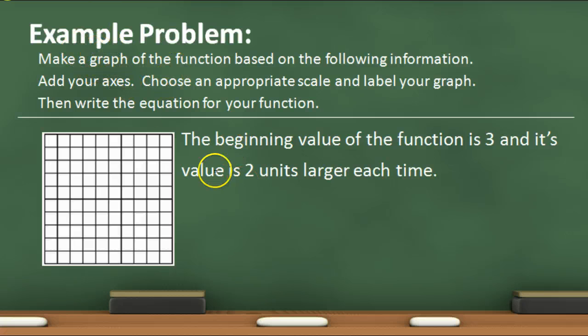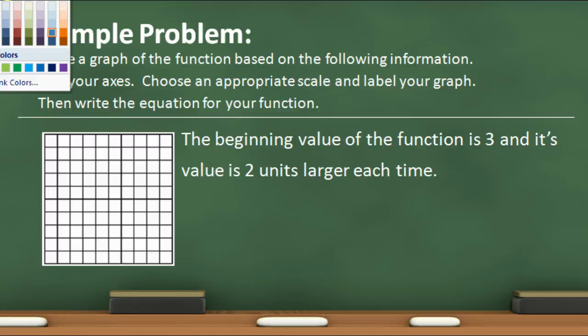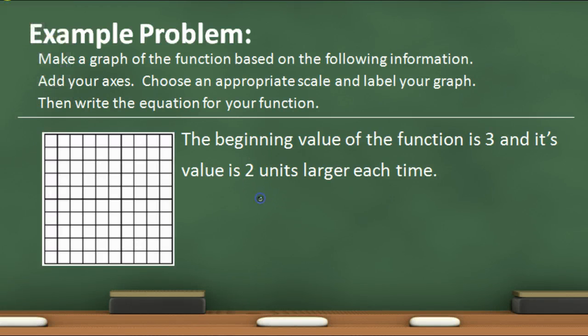So for this problem, same directions. The beginning value of the function is 3, and its value is 2 units larger each time. So a little bit different language. Instead of 2 times larger, it's just 2 units larger. So we have 3, and then 2 units larger than that is 5. 2 units larger than that is 7. 2 units larger than that is 9. Okay, so we have to pay attention to the language so we know how this is growing.